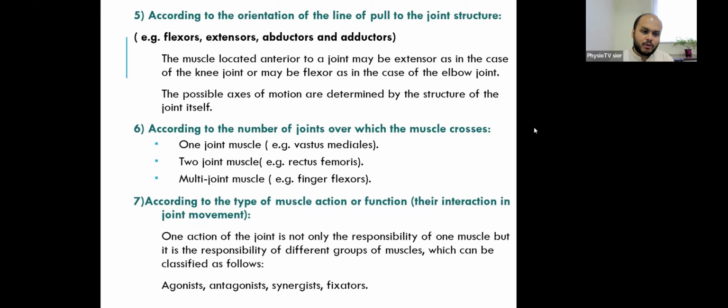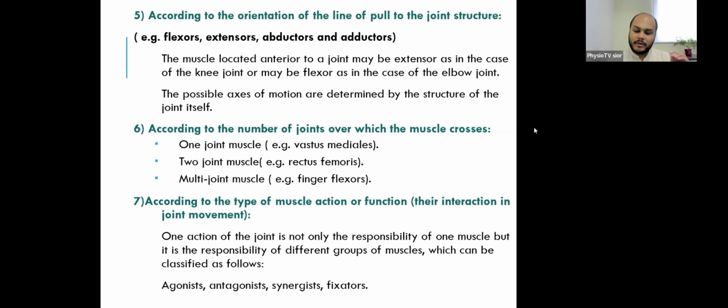Again, two joint and multi-joint muscles are important because they cross multiple joints. So the position of one joint will have an influence on the muscle action at the other joint. That is what you need to remember.